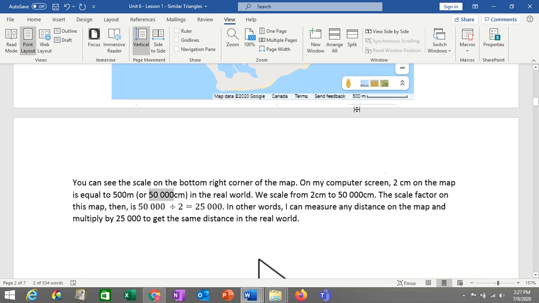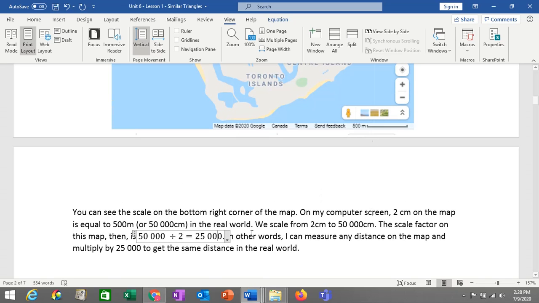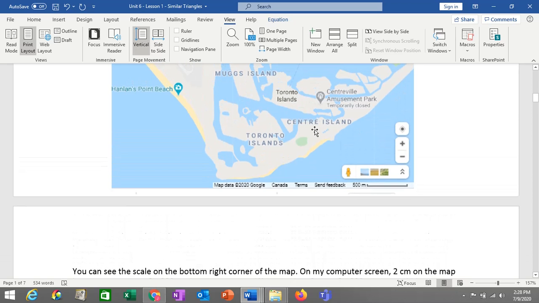So if I have 2 centimeters on the map equals 50,000 centimeters in the real world, to get the scale factor, we just divide. So 50,000 divided by 2 is 25,000. And so what that means is the 2 centimeter version on my map, if I blow it up by 25,000, that would give me the proportions of the real world. But they would be the same, right? The distances on this map would be the same proportions as they would be in the real world. So this distance here is 25,000 times whatever I measure that as. And this distance here would be the same, and so on.